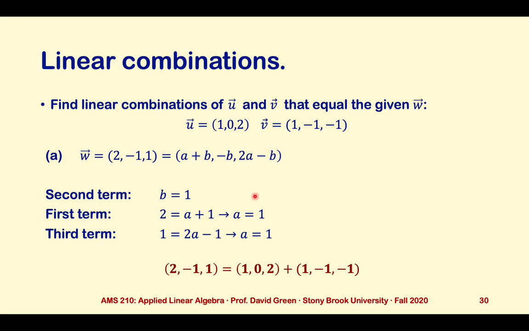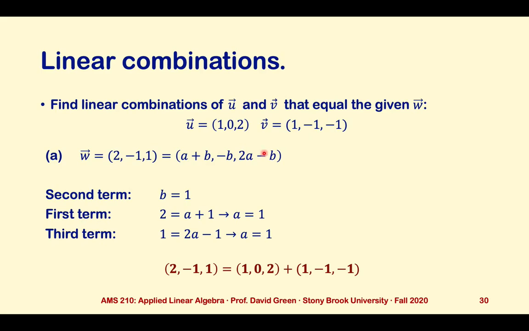We should always double check. We don't just stop here and say, I have an A and a B, I'm done. Let's look at the third term. How can we get 2A minus B equals 1 if B equals 1? Well, if B equals 1, then 2A has to be 2, which means A has to be 1. Again, we get A equals 1. We got a consistent answer whether we looked at the first term or the third term.